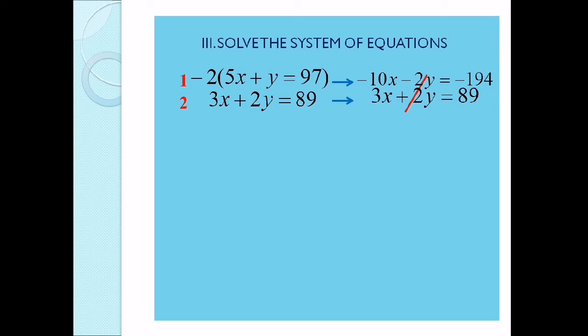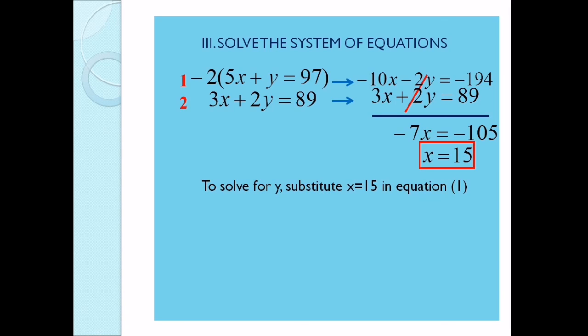We can now eliminate negative 2y and 2y. Then negative 10x plus 3x is negative 7x. And negative 194 plus 89 is negative 105. And then we need to divide both sides by negative 7. Negative divided by negative is positive. 105 divided by 7 is 15. So therefore, our x is 15. So each pinipig crunch costs 15 pesos.